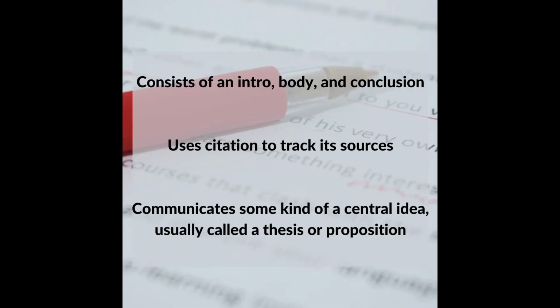In that this is not a new genre for us, it's worth reviewing what we likely already know about academic papers. Now, because we can't just simply discuss this in class, I'll be making some assumptions based on what I've learned from previous classes' answers to this question. So generally, we know that an academic essay consists of an intro, body, and conclusion, uses citation to track its sources, and seeks to communicate some kind of central idea, usually called a thesis or proposition.